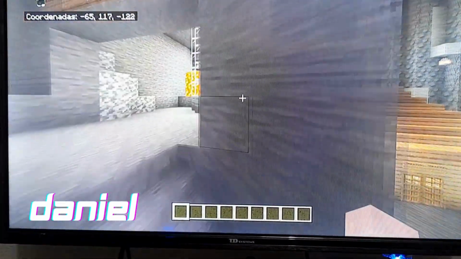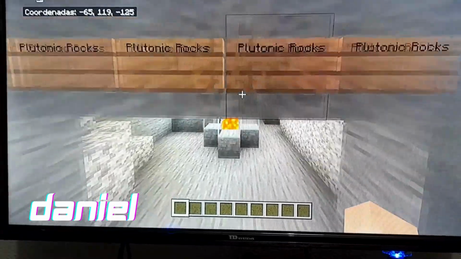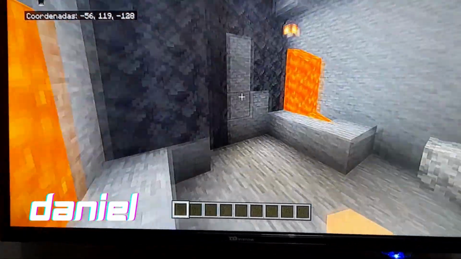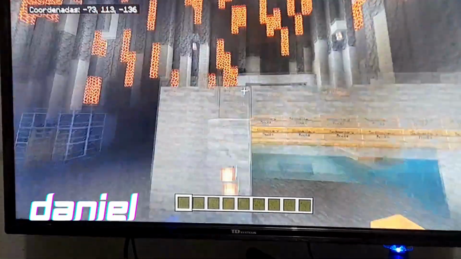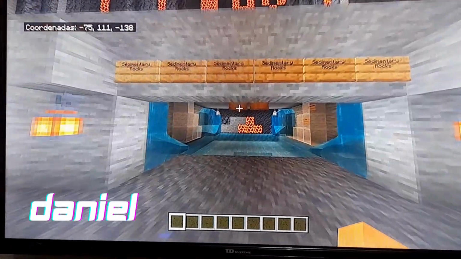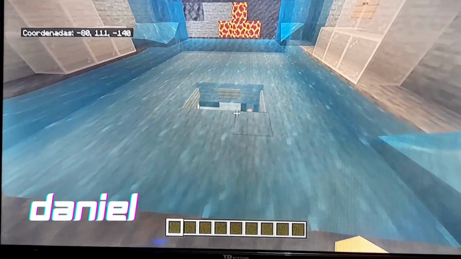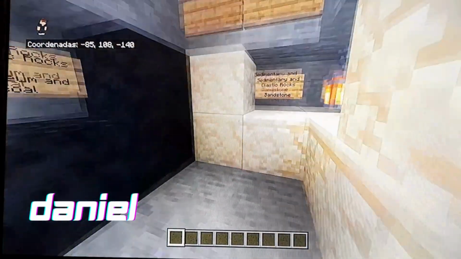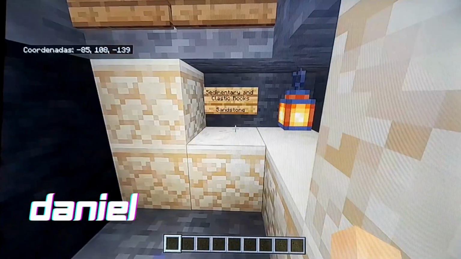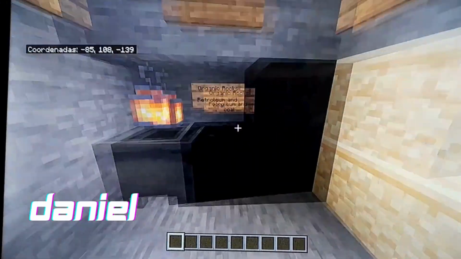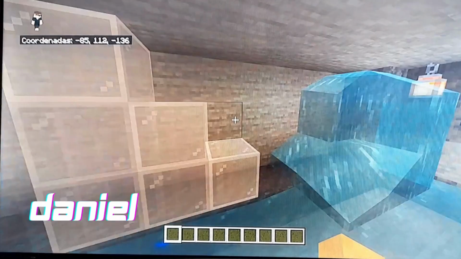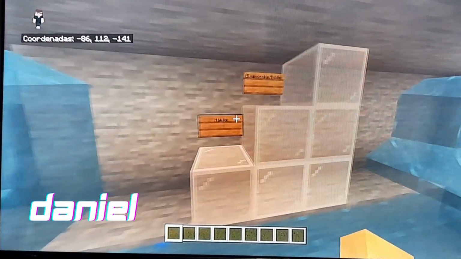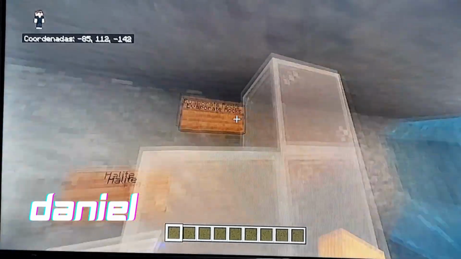Now we have plutonic rocks. In plutonic rocks we have lava and granite. Now we're going to explain sedimentary rocks. In sedimentary rocks, we have clastic rocks, and the example of a rock is sandstone. Organic rocks, petroleum and coal. And evaporation rocks, that is halite, as you can see here.